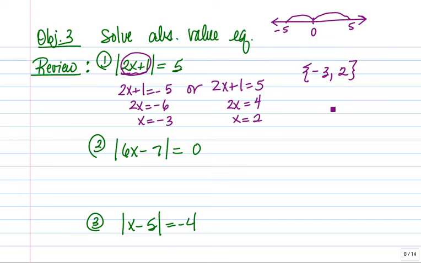Now remember, you can check, right? I can plug in negative 3. 2 times negative 3 is negative 6, plus 1 is negative 5. But the absolute value of negative 5 is 5. And then we can check with the 2 and see that it checks as well.